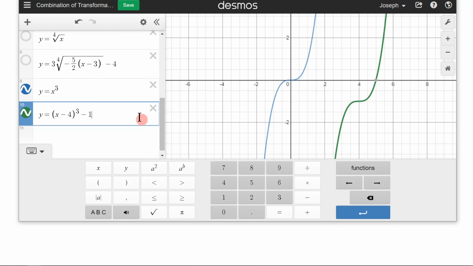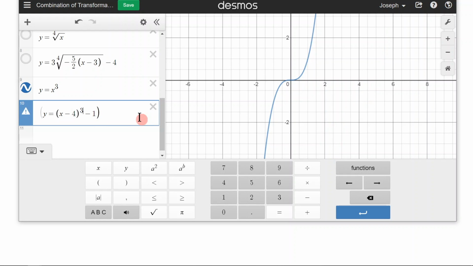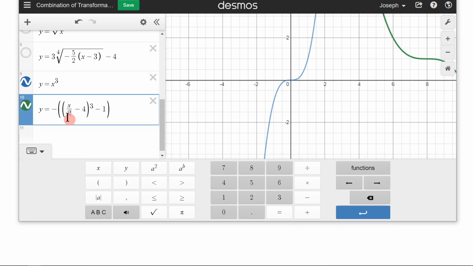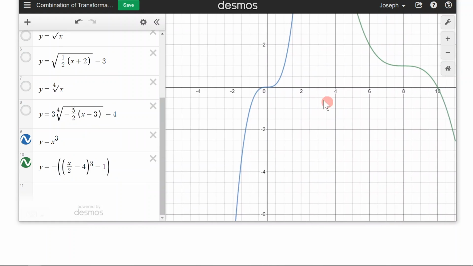Now, if I'm reflecting in the x-axis, the entire thing becomes negative. So I'm going to put brackets around the entire thing here and make it negative. And bang, it reflects in the x-axis. And then I'm going to apply a dilation by a factor of 2 from the y-axis. So that means I replace my x with the reciprocal of the factor, which is, well, the reciprocal of 2 is a half, so it's going to be x on 2. And that now is my answer.